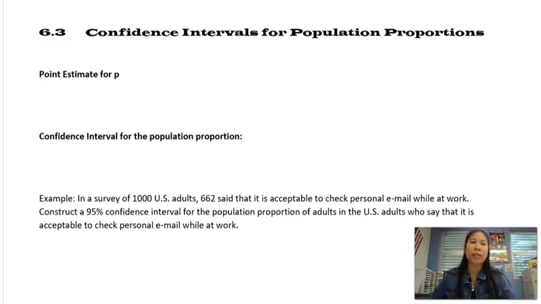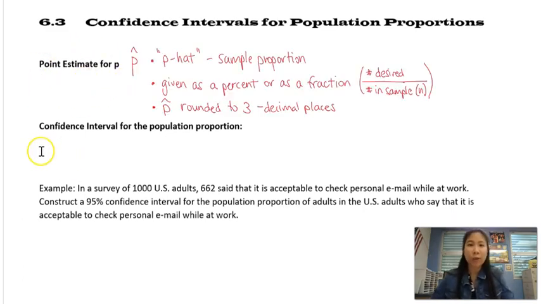So we use this sample proportion as something called the point estimate for P. When we talk about this point estimate, we're going to use this symbol right here, P with a little arrow on top. We read it as P hat. So P hat is going to stand for our sample proportion. It's always given as a percent or as a fraction.